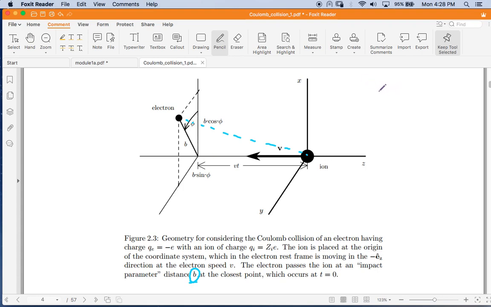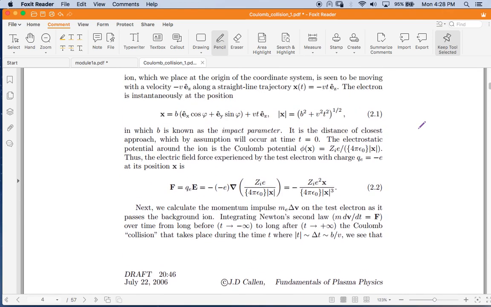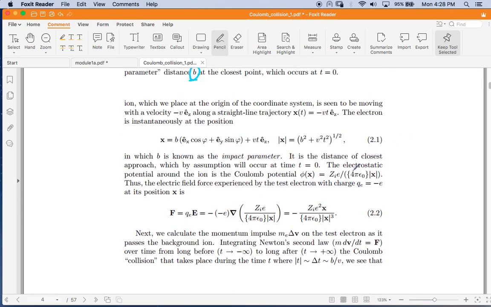So keep this in mind, the impact parameter, important thing to keep in mind. Okay, right. So it's a distance of closest approach, which by assumption will occur at time t equals 0.